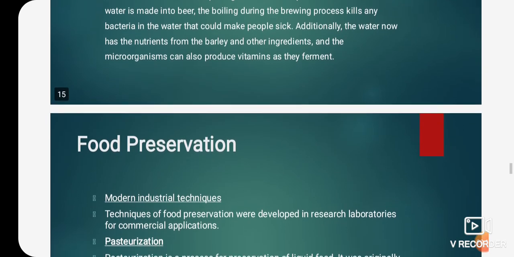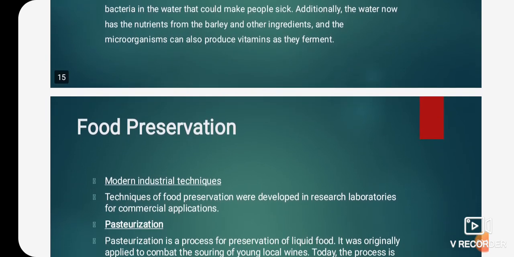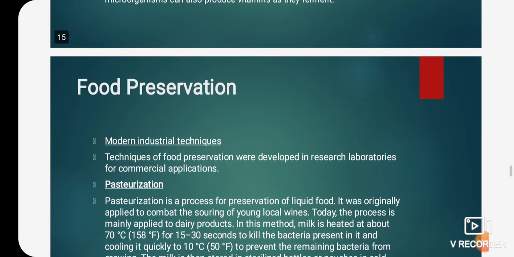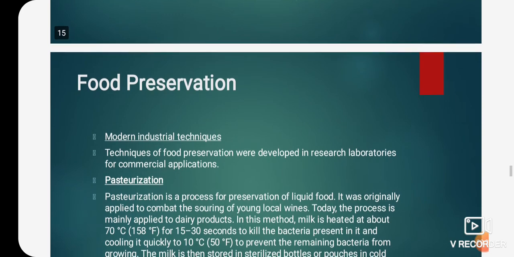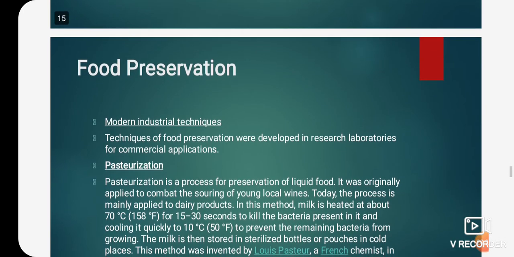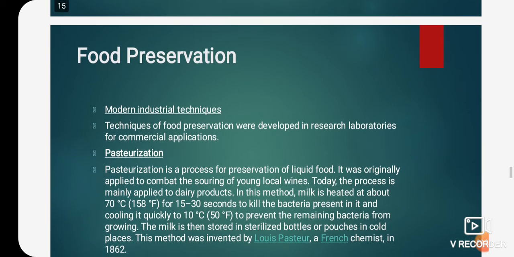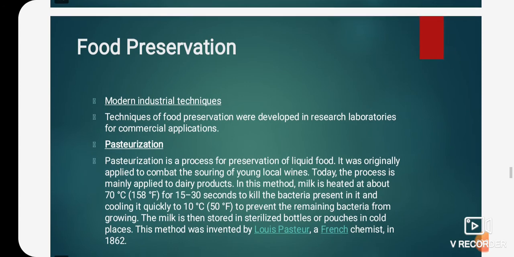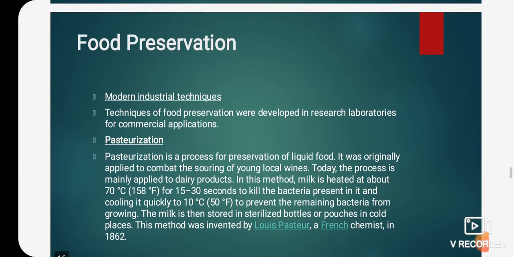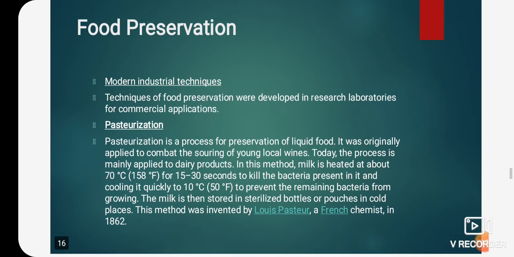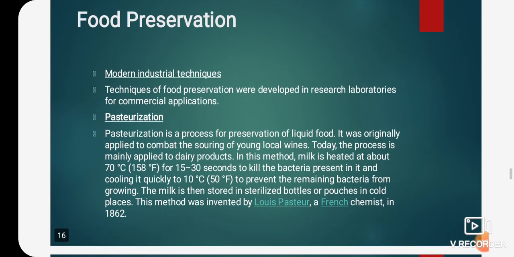Now, students, we are going to study the modern industrial techniques. Techniques of food preservation were developed in research laboratories for commercial applications. Pasteurization. Pasteurization is a process for preservation of liquid food. It was originally applied to combat the souring of young local wines. Today, the process is mainly applied to dairy products.